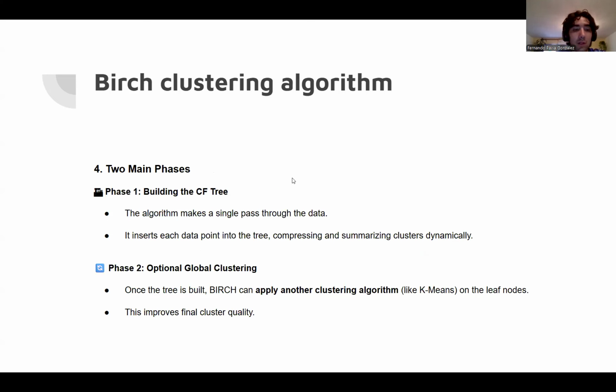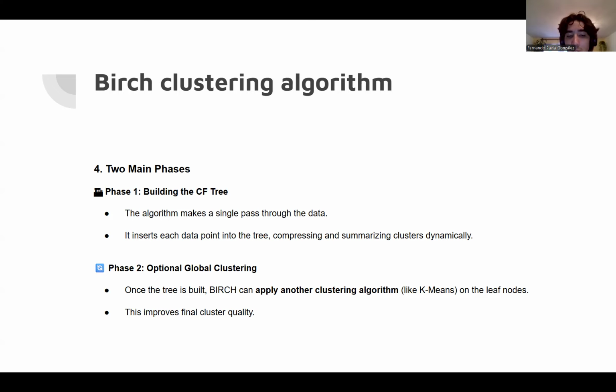Then we're gonna talk about the two main phases of the Birch clustering algorithm, which I already showed you in the diagram in the first slide. So phase one is the building of the CF tree, which is very important. I think it is the most important one. The algorithm makes a single pass through the data, and it inserts each data point into the tree, compressing and summarizing clusters dynamically. And phase two, which is optional, is the global clustering.